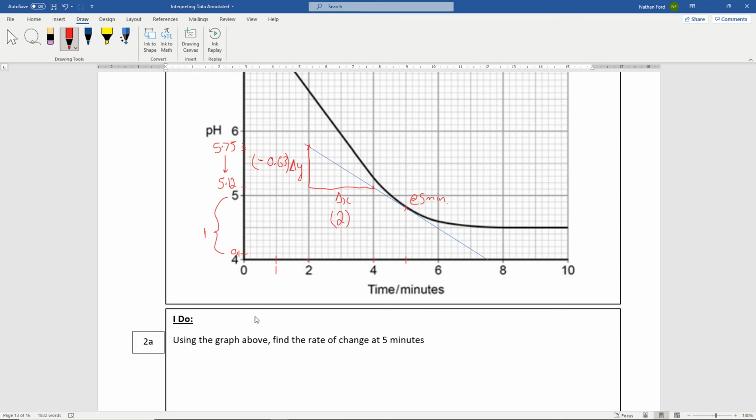Let's finish this off. So our gradient, our rate of change is negative 0.63, our y, because we're doing height first, divided by 2, which is negative 0.315, okay, pH per minute. And I can't write minute. That is it. Okay. And I'm just using the scales and the labels to then do that.